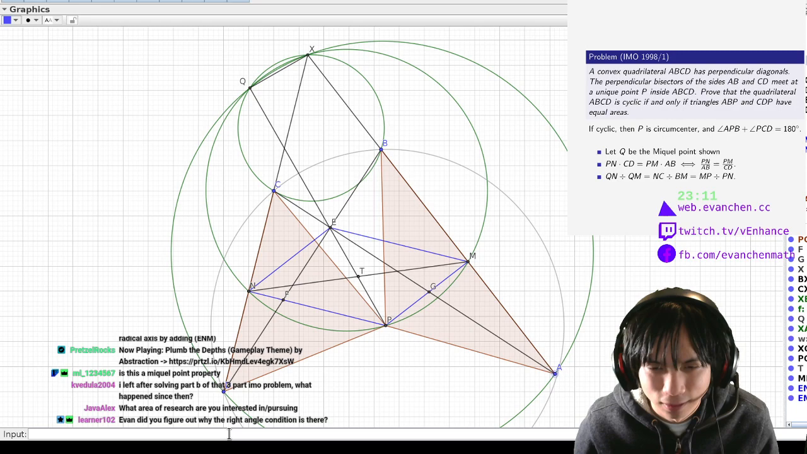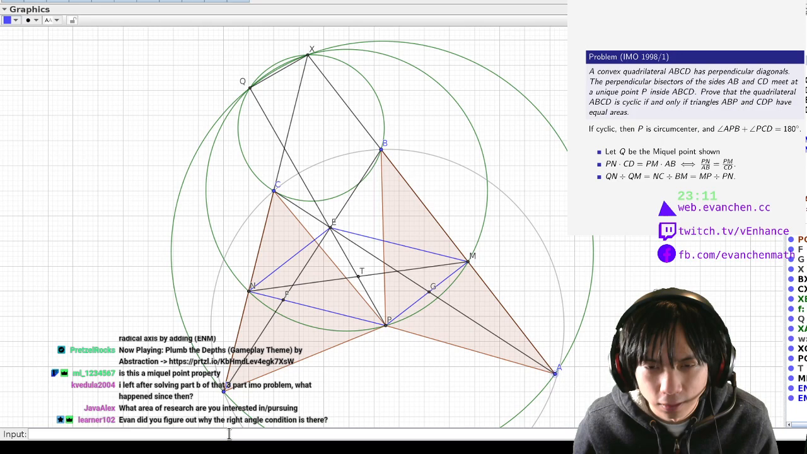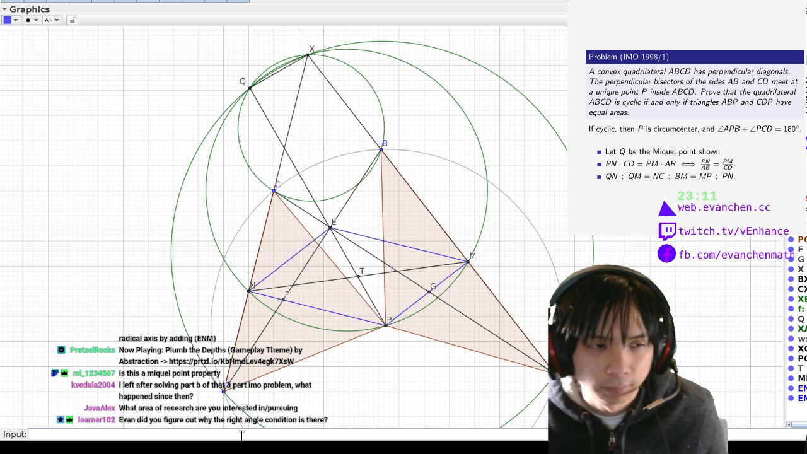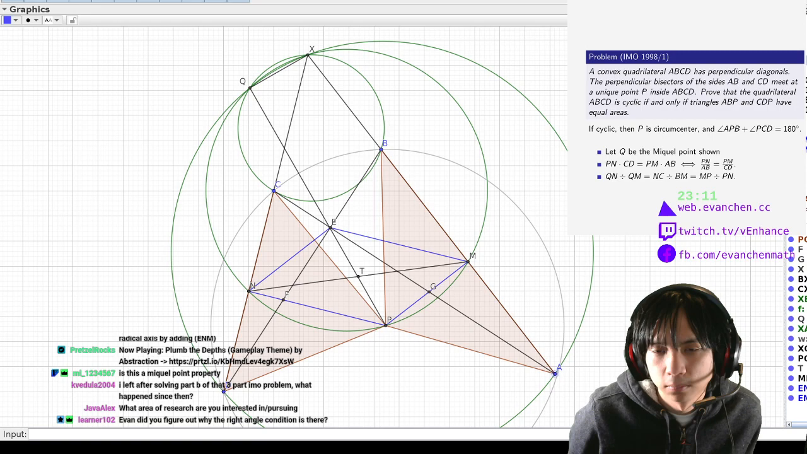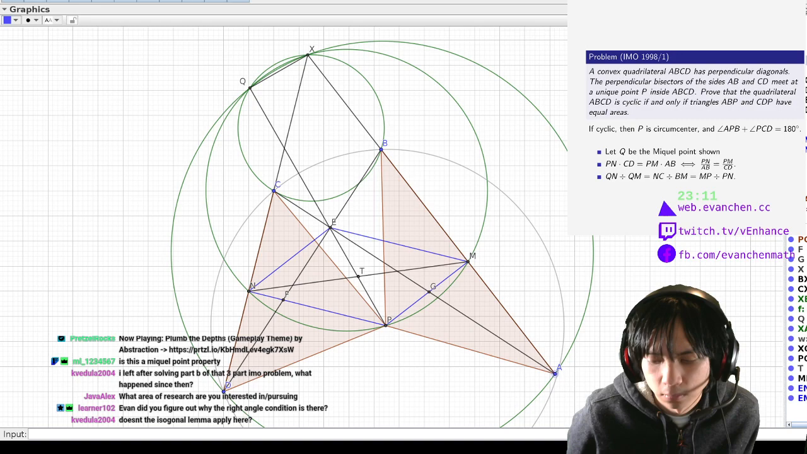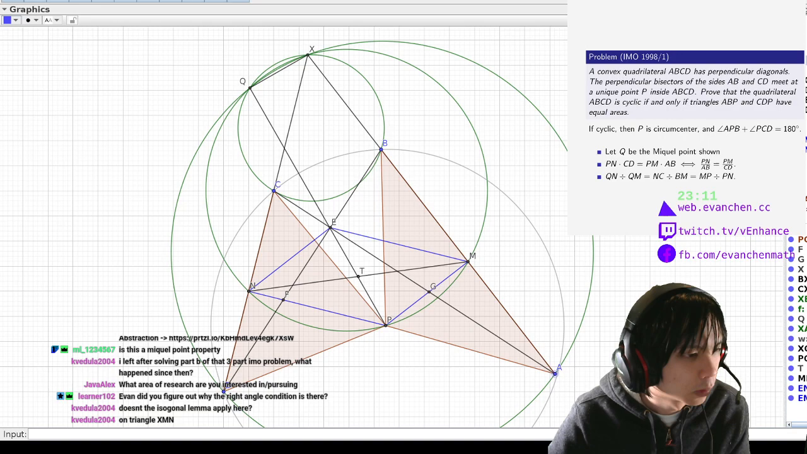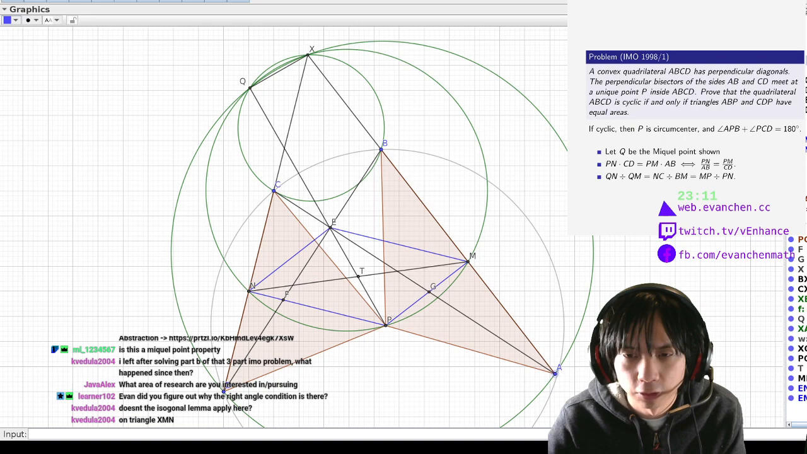I feel like there shouldn't be that much left. I know that EN is equal to CN exactly. On triangle XMN. What's the isogonal lemma you're referring to? Which one? Oh, that one!